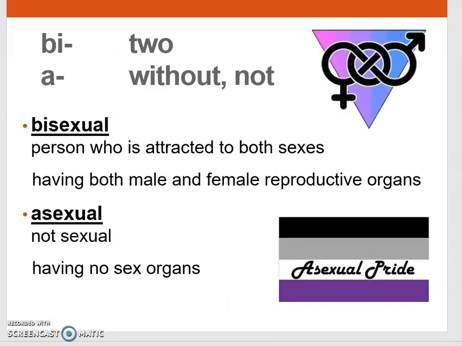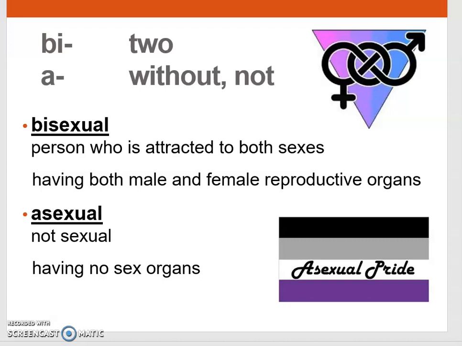We have bi, meaning two, and a, meaning without. So bisexual, I know you're familiar with this already, as a person who's attracted to both sexes. Now it does say here, having both male and female reproductive organs. I want you to just ignore that. I can't delete it from the slide because it won't allow me to, but it's not the definition we're concerned with. We're sticking with the first one, bisexual, person who's attracted to both sexes.